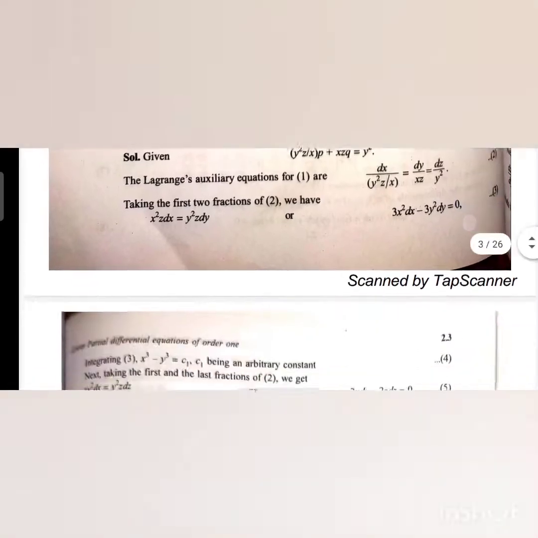Okay, in the last lecture we have done one question based on Lagrange's method. And what is Lagrange's method? Lagrange's method is used to solve the linear partial differential equation. There are four types of Lagrange's method to find the solution of the linear partial differential equation of order 1. On type 1 we have done one question. This is the question you can see on the screen. This is the first question we did in our last lecture.